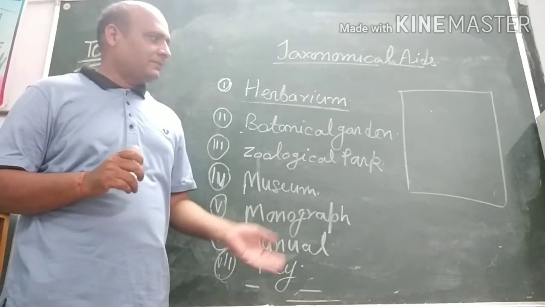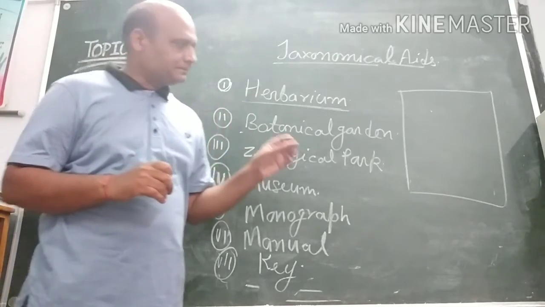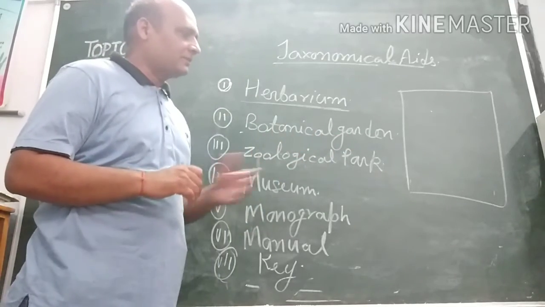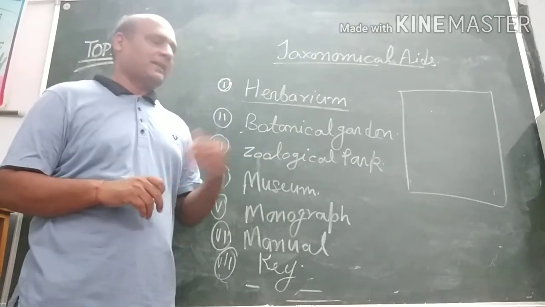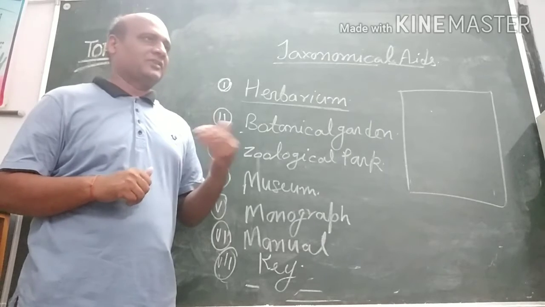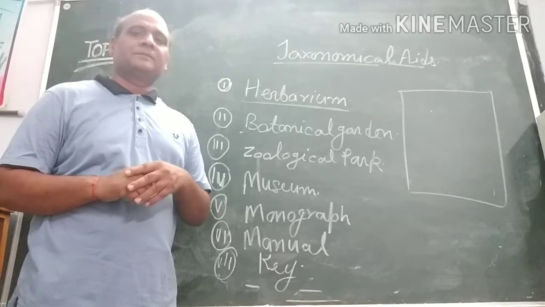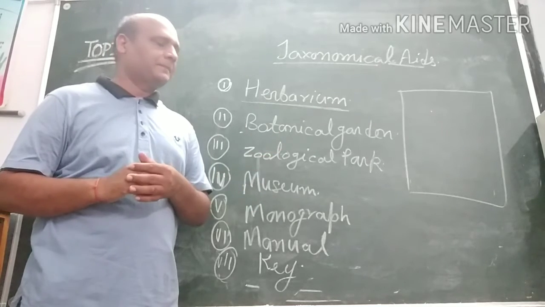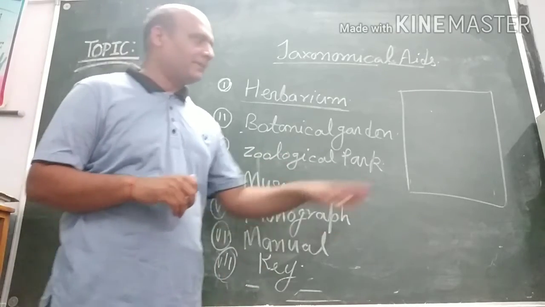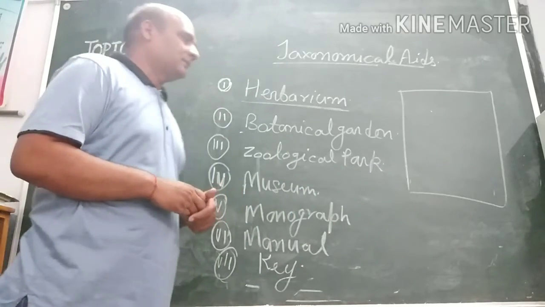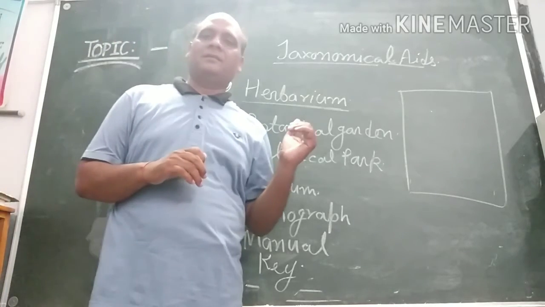And then we describe the whole information about the specimen, that is collection site, collection date, collector's name, common name, scientific name, economic value. Various information is labeled on the papers. So this is how a herbarium file is completed.